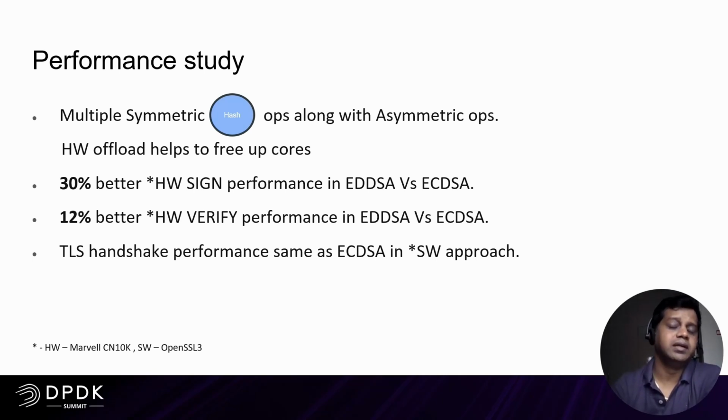Now let's see some performance study that we carried out in the proposed DPDK support. If you look at EdDSA sign and verify algorithm design, a symmetric hash operation occurs in multiple places throughout the asymmetric operations. Symmetric operations are expensive here, and proper hardware offload is helpful to free up CPU cores. In our hardware offload experiments, we find 30% better sign performance for EdDSA in comparison to ECDSA. Similarly, verify performance is 12% better, and in software experiment, meaning without hardware offload, for example, in TLS handshake protocol performance test, we observed it is the same as ECDSA.